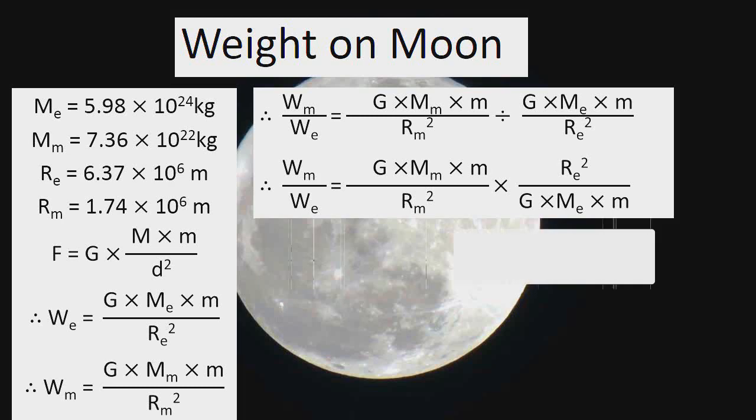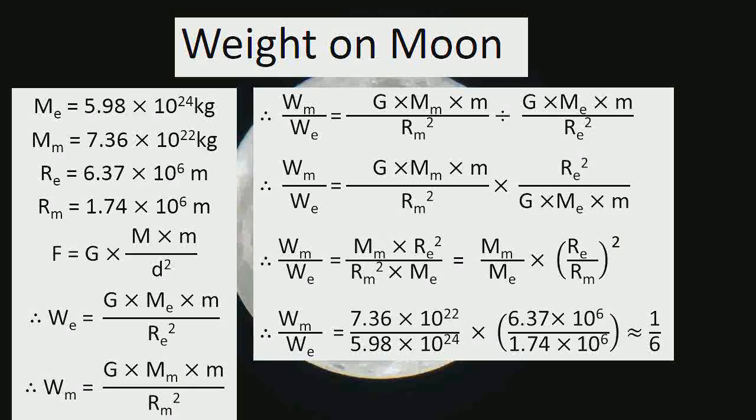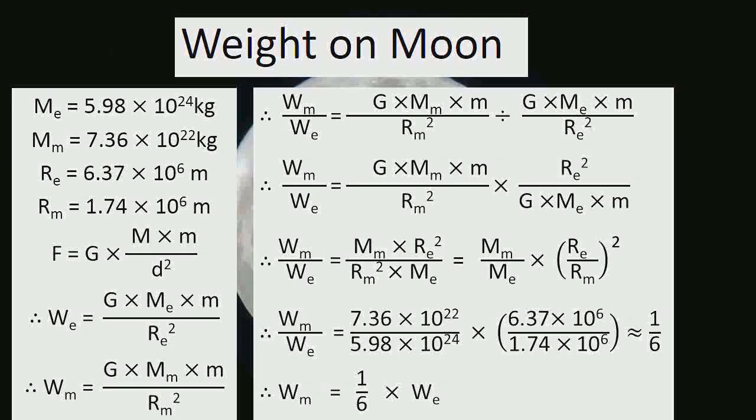We get this. Rearranging m together and r together, we get this. And power which is there, square, cube, raised to 4 वगैरह, they can distribute over multiplication as well as division. बोले तो re square upon rm square can be written as re upon rm whole square. Square distributes over division or fraction. Substituting, we get this. इसका value approximately is equal to 1 by 6. Therefore, we have Wm is equal to 1 by 6 into We. Weight on moon is 1/6 of the weight on earth.